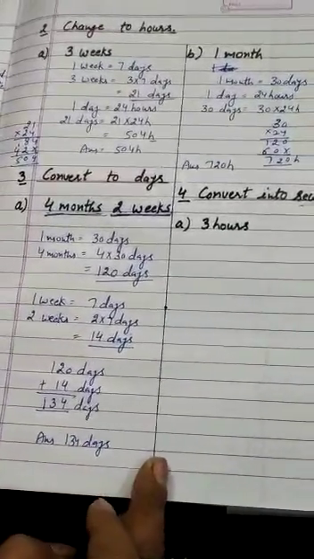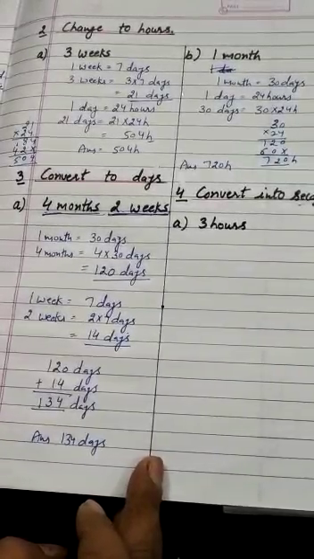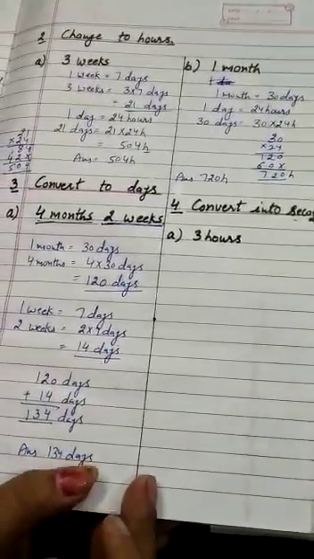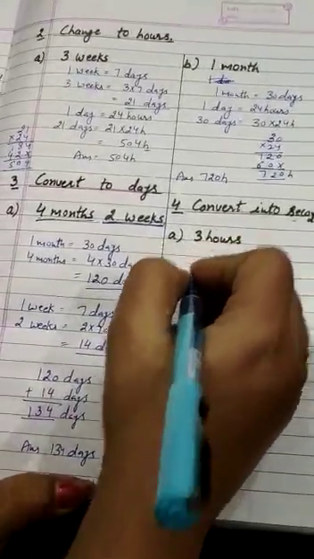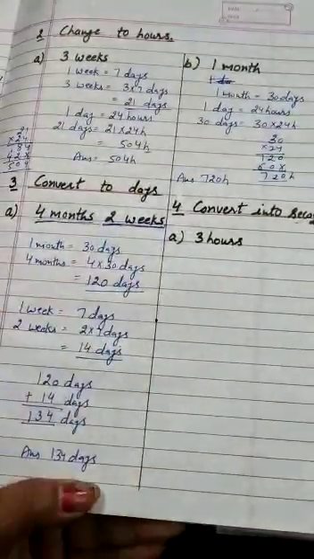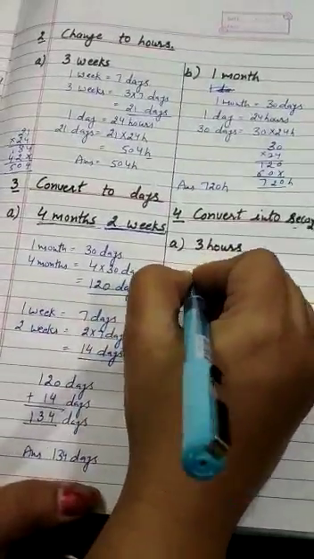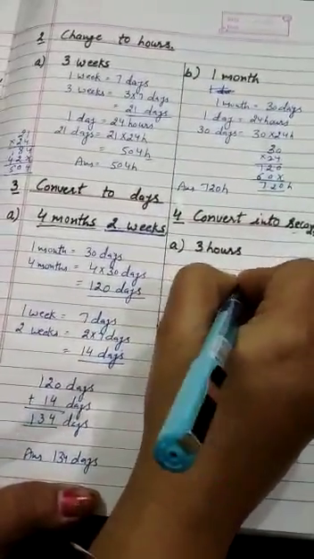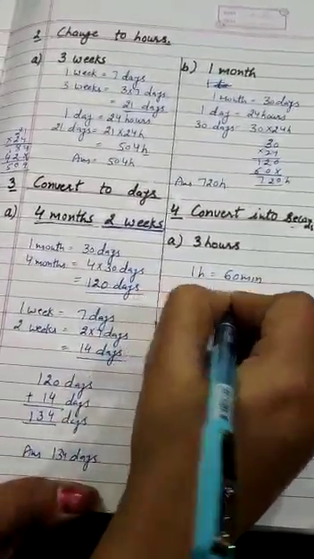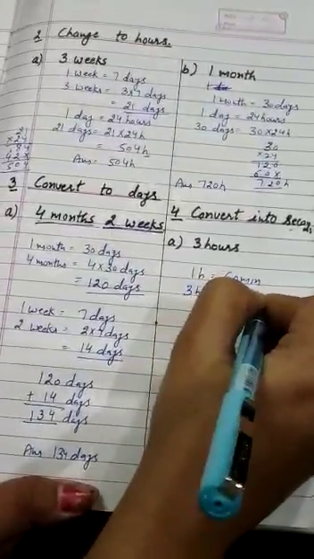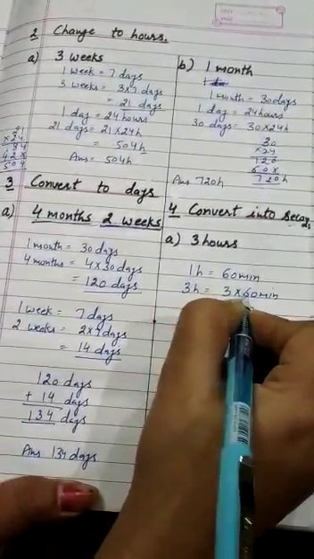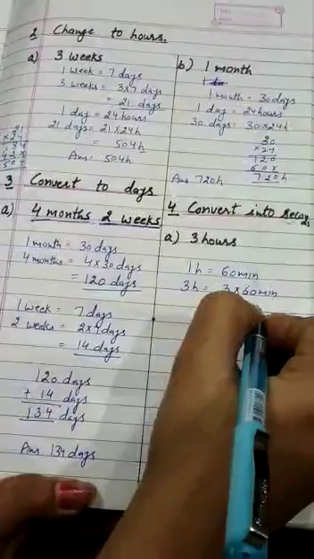Now see, convert into seconds. Here you have given 3 hours and you have to convert these 3 hours into seconds. See, how many minutes are there in 1 hour? As we know that 1 hour is equal to how many minutes? 60 minutes. So 3 hours is equal to 3 into 60 minutes. What you will get? 180. 6 3s are 18 and 0 this is.